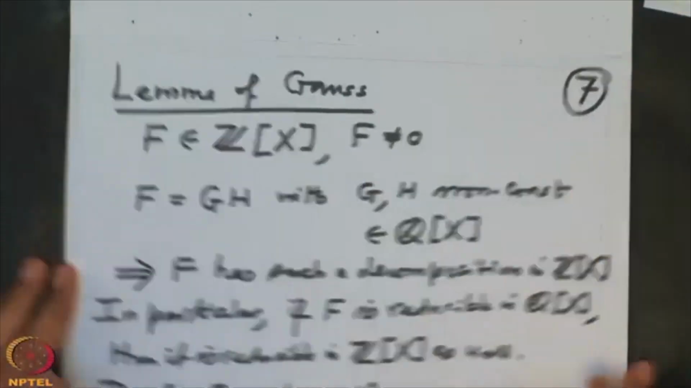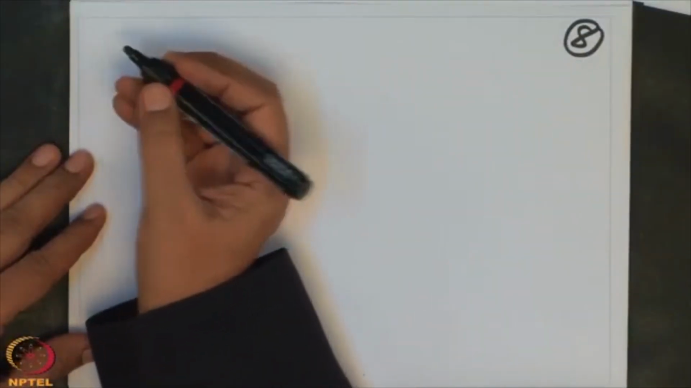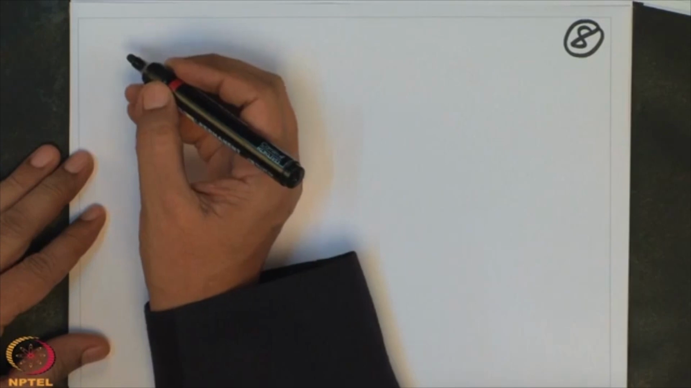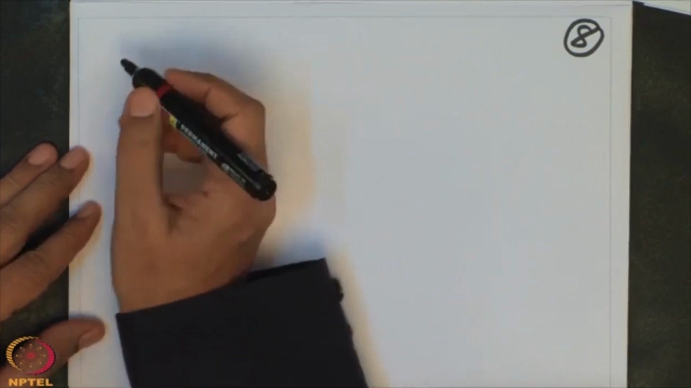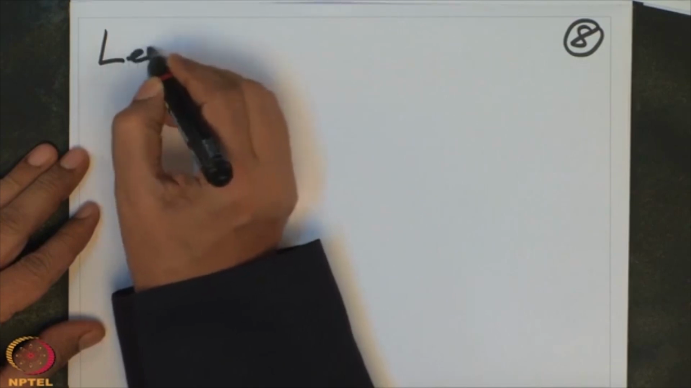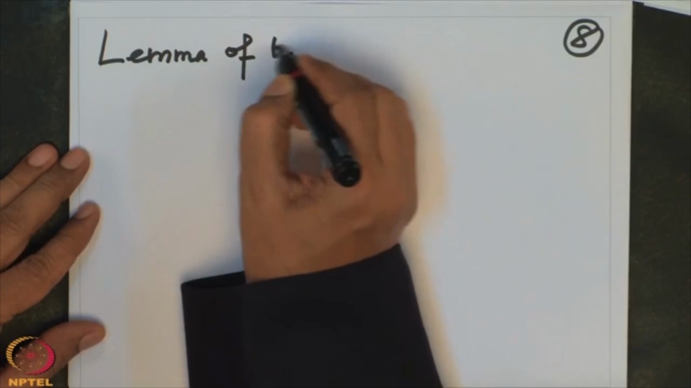Continuing that, now I want to state a very important lemma which is used very, very often. To produce or to check whether a given polynomial in Q[x] is reducible or not, the following lemma is very useful and used very often. It is the lemma of Eisenstein.